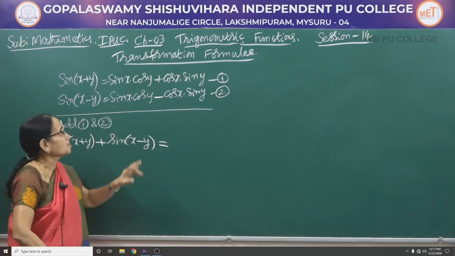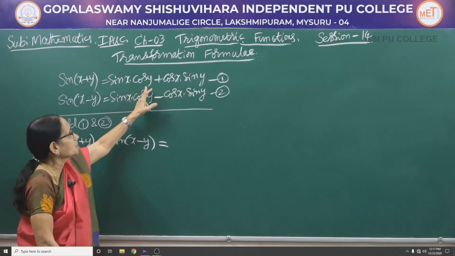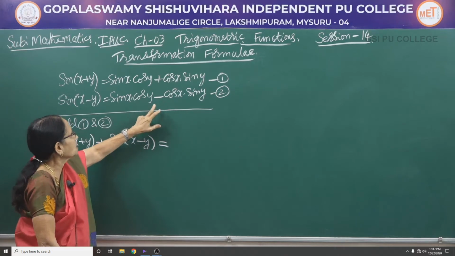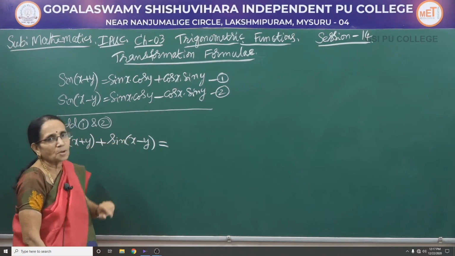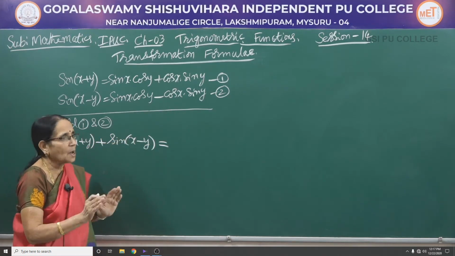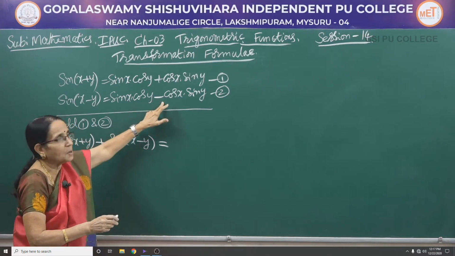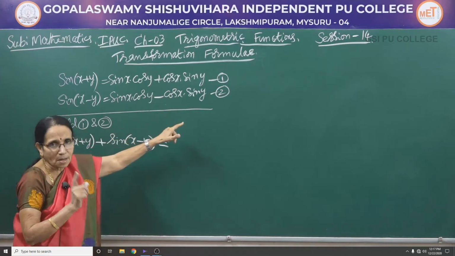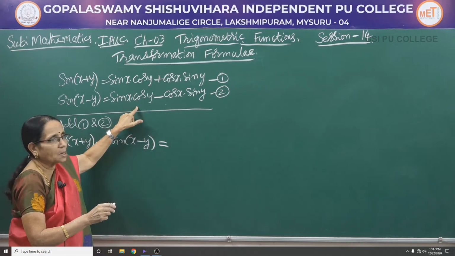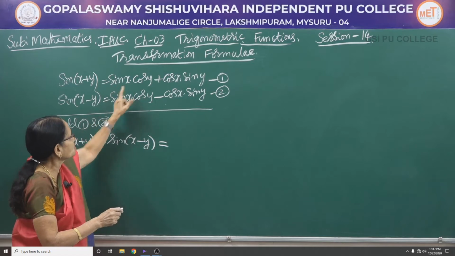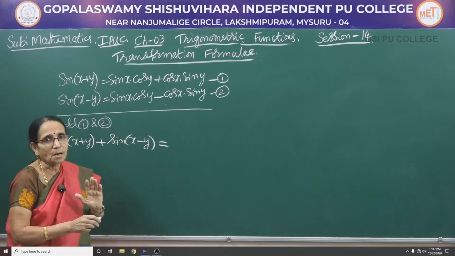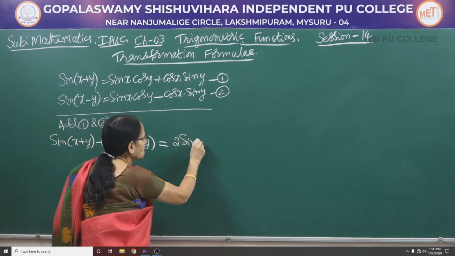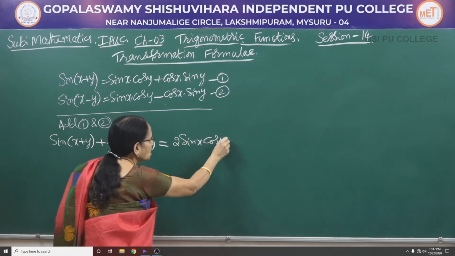Look at the right hand side. Here I am having sin x into cos y plus cos x into sin y, and sin x into cos y minus cos x into sin y. I am adding. When I add, the same signs remain. So, this is plus and this is minus. These two get cancelled and these two are remaining. Look at the terms, sin x cos y, sin x cos y. It is repeated. How many times? 2 times. Therefore, adding I get here 2 sin x into cos y.